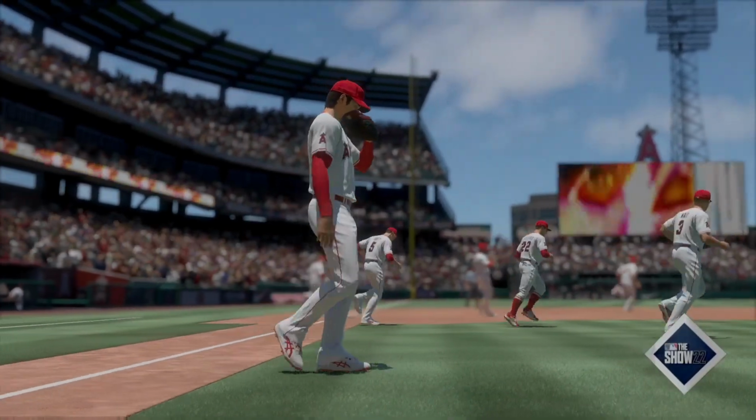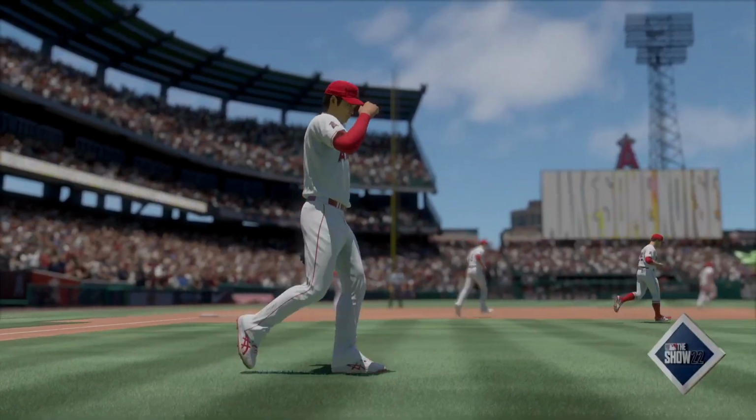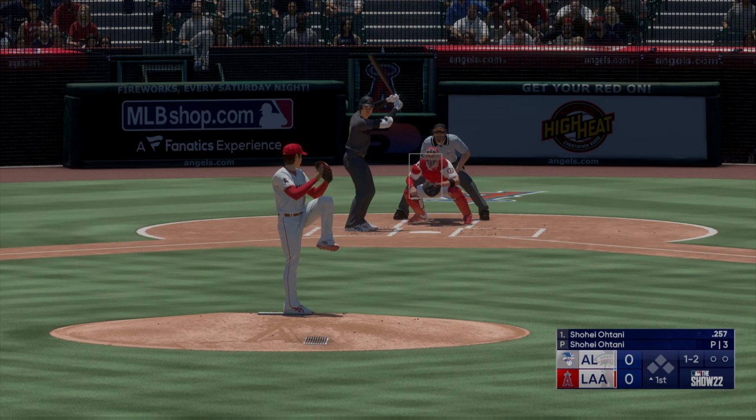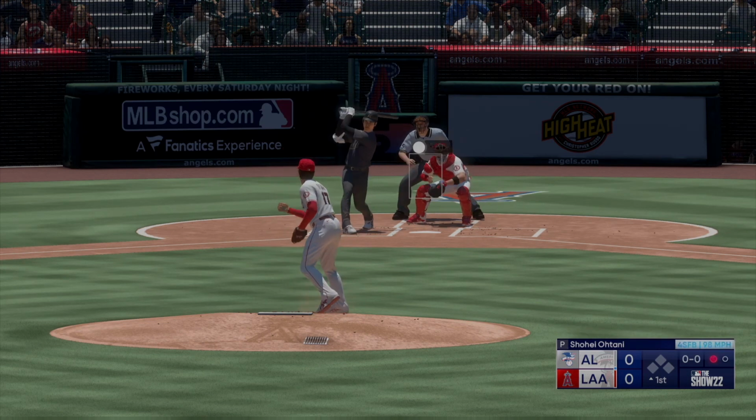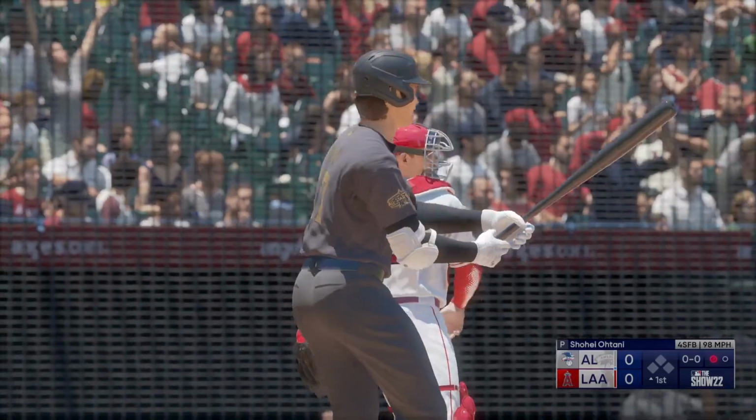However, even though I think hitter Ohtani would make it a competitive matchup, I ultimately think that pitcher Ohtani would be the clear winner if they were actually to face off in real life.